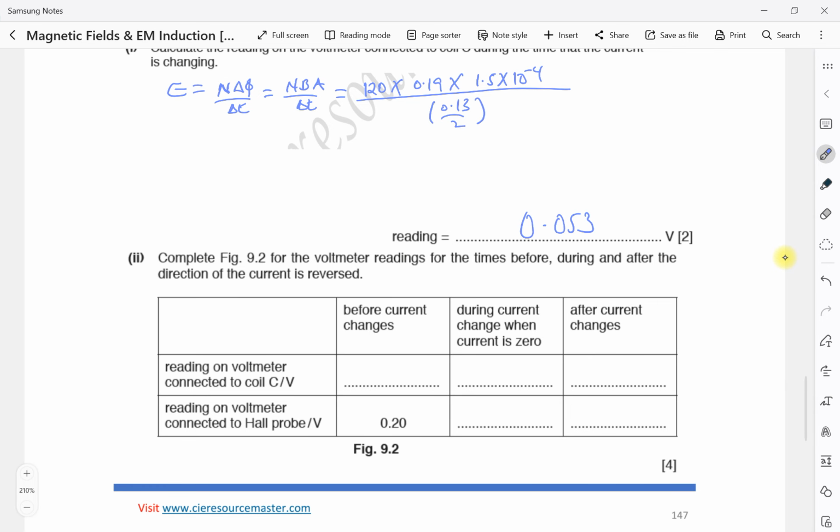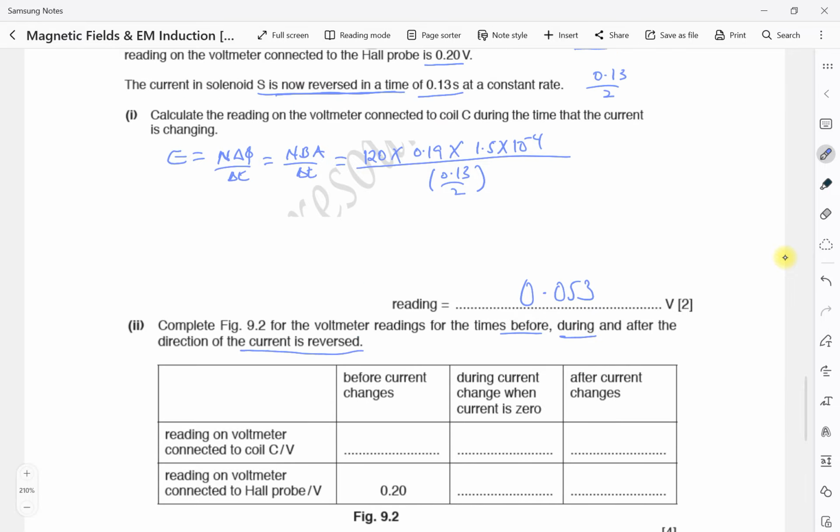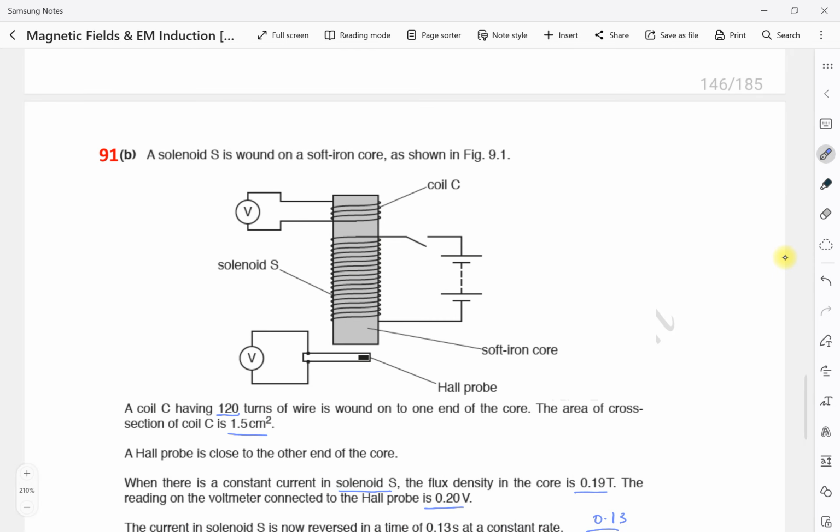Complete figure 9.2 for the voltmeter readings for the times before, during and after the direction of the current is reversed. Okay, so we want to complete a table for the voltmeter reading for the times before, during, and after. The voltmeter connected to coil C indicates the value of the induced EMF.